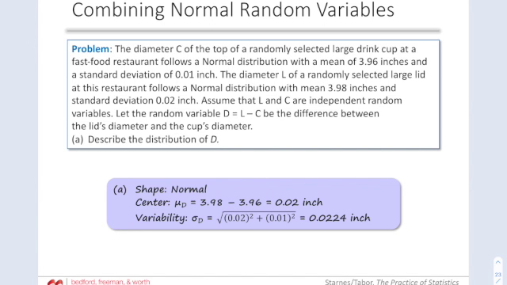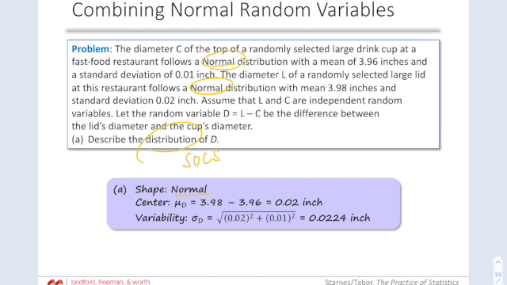Describe the distribution. So remember, when describing a distribution, you have SOCS. You can talk about the shape, the center, the spread, and any outliers if necessary. Here we won't be talking about outliers because we don't have a data set. We're just going to do shape, center, and variability. So it tells us before that the diameter of the cup follows a normal distribution, and the lid follows a normal distribution. Therefore, the difference distribution will be normal.